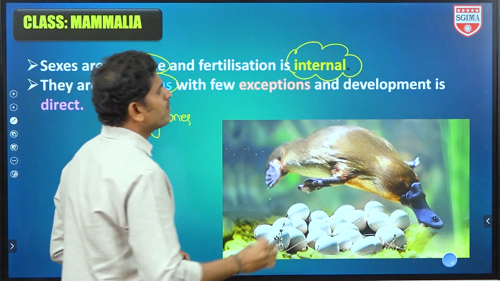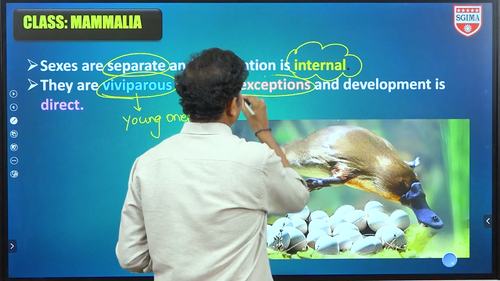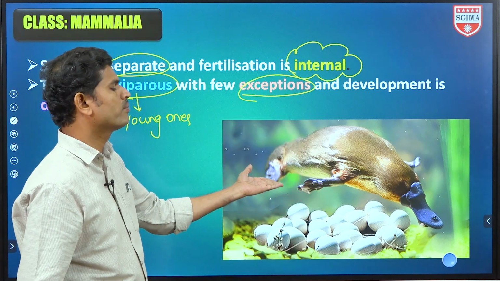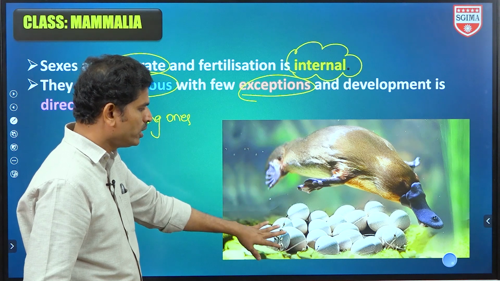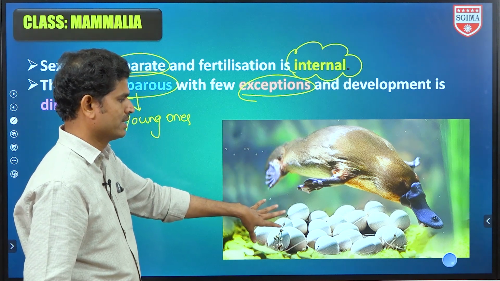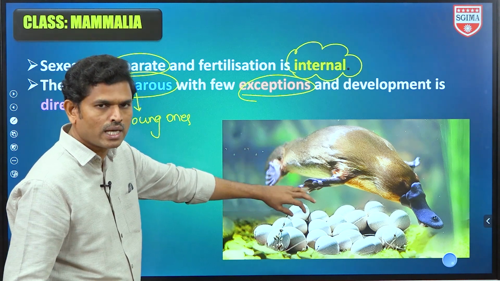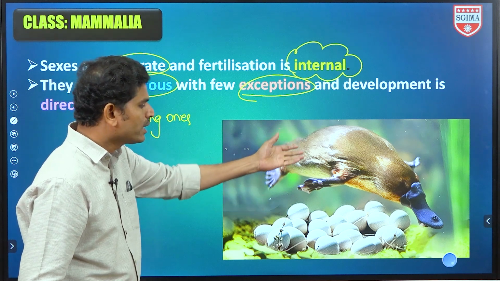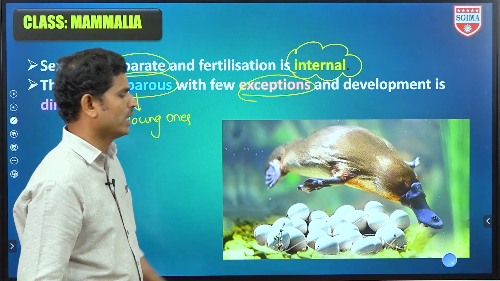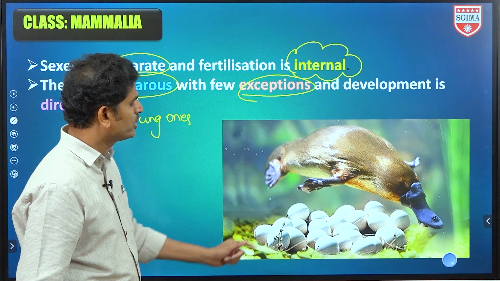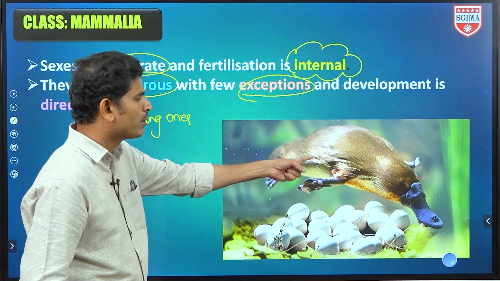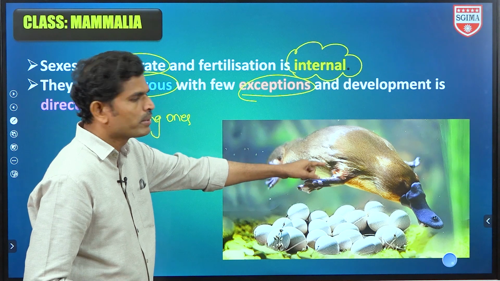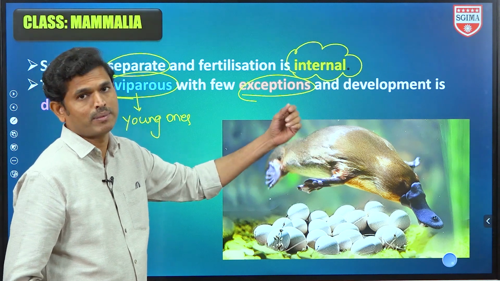But here some exceptions will be there. Some organisms like this one, duckbill platypus, Ornithorhynchus anatinus बोलते. This is the only egg-laying mammal. It contains both reptiles का and mammals का character. Reptile का character बोले तो क्या है? This is egg-laying. And mammals का character क्या है? These eggs hatch out and those babies are reared by the presence of mammary glands. It contains the mammary glands.